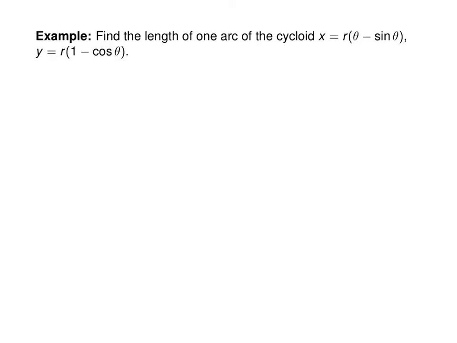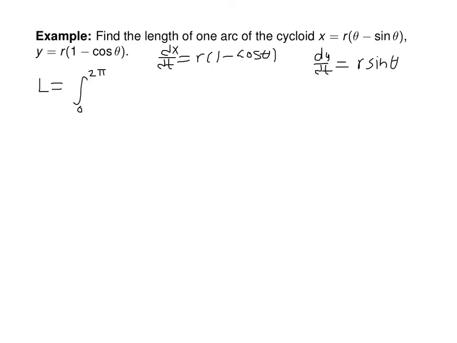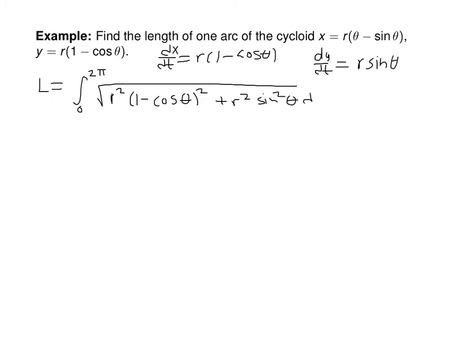Next, let's find the length of one arc of the cycloid. So the length will be given by an integral from 0 to 2 pi because one arc is traced in 2 pi radians. So we have that dx/dt is equal to r times 1 minus cosine of theta, and dy/dt is equal to r sine theta. So when we input those and square them, we'll have r squared times the quantity 1 minus cosine of theta, squared, plus r squared sine squared theta d theta.